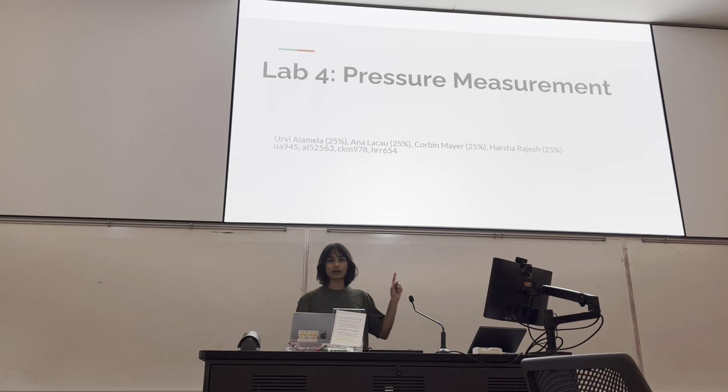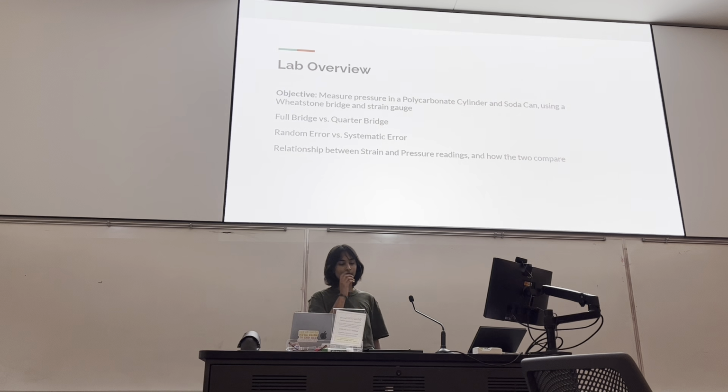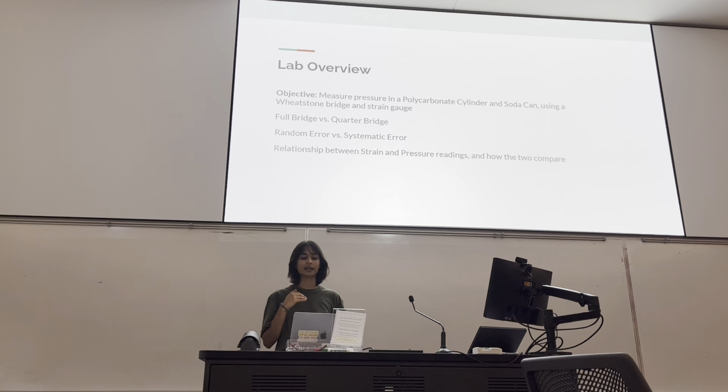So really quick, I'm going to get into the lab overview, and this is going to outline what we're going to be talking about today, and my other lab members will talk on it too. What is the objective of this lab? To measure the pressure in a polycarbonate cylinder and a soda can using a Wheatstone bridge and a strain gauge. One thing to note here is that we do change the configuration of the Wheatstone bridge depending on what we're measuring. We use a full bridge for the polycarbonate cylinder and a quarter bridge for the soda can.